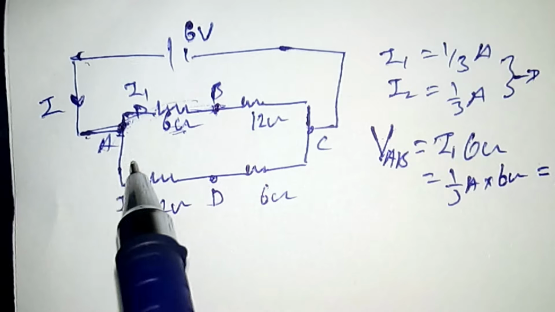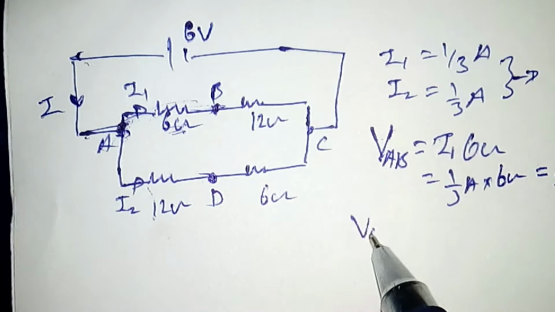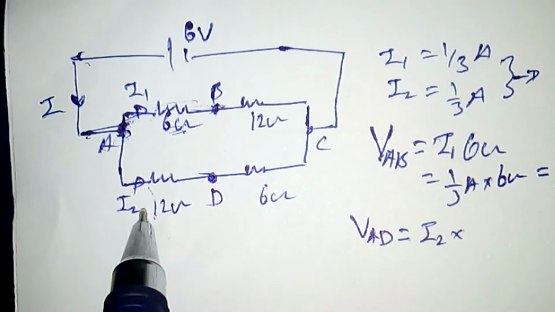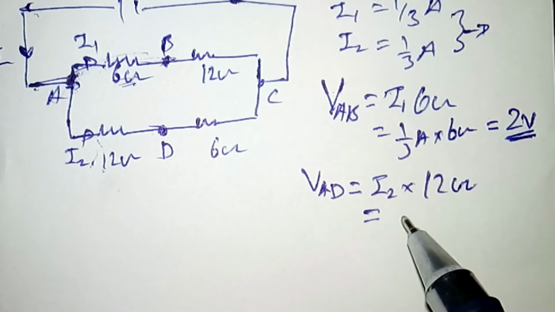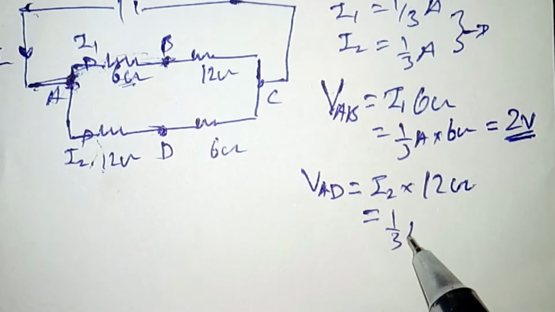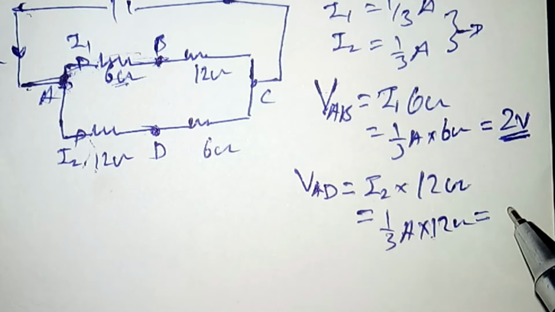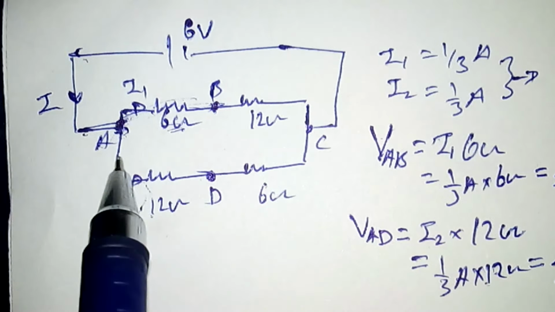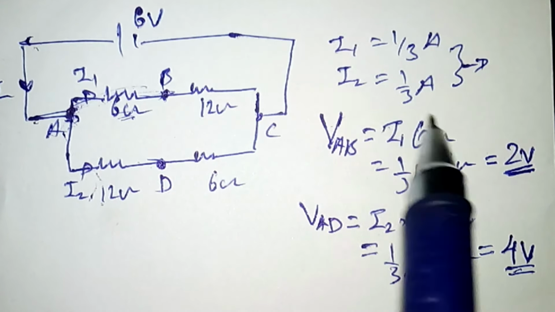So the voltage across the 6 ohm resistor is directly 2 volts, and the voltage across AD is given by the current I2 times the 12 ohm resistor. I2 is 1/3 ampere, which we have calculated, and times 12 ohm equals 12 divided by 3, which is 4 volts. So the voltage across AD is 4 volts and the voltage across AB is 2 volts.